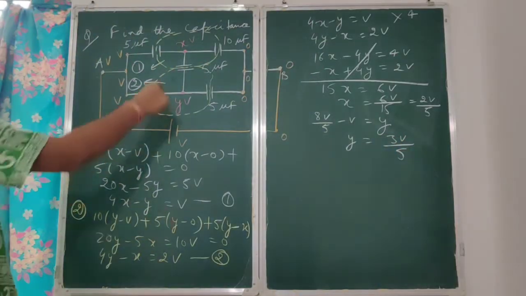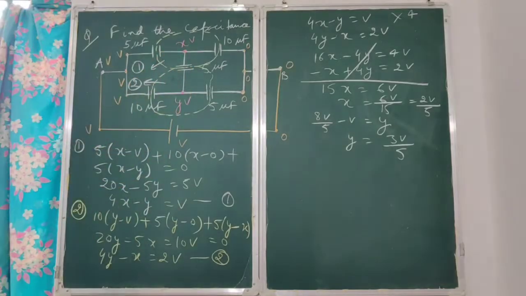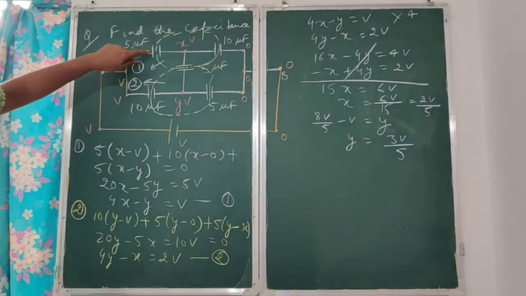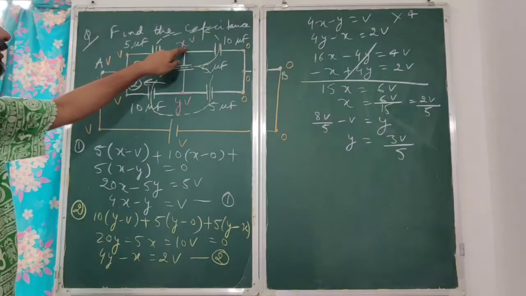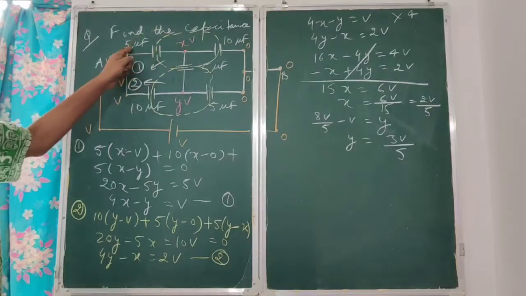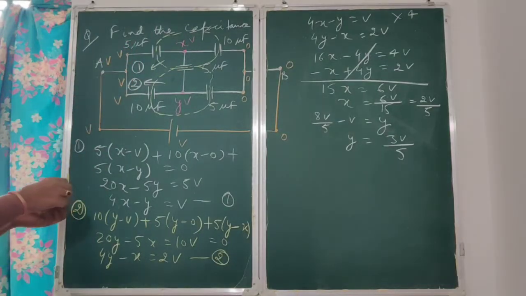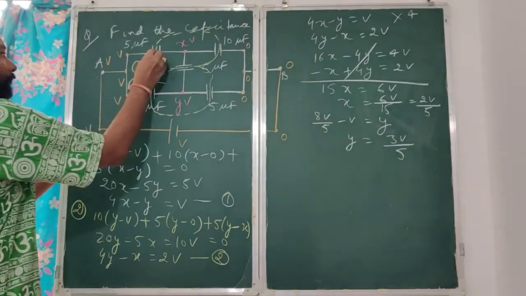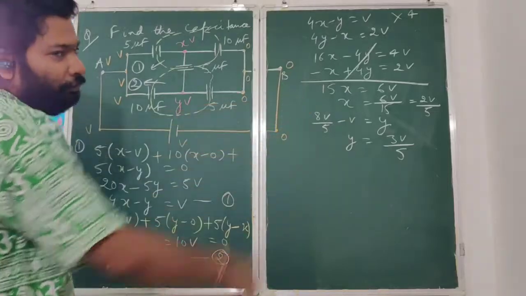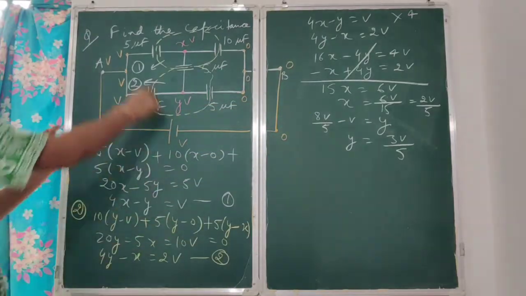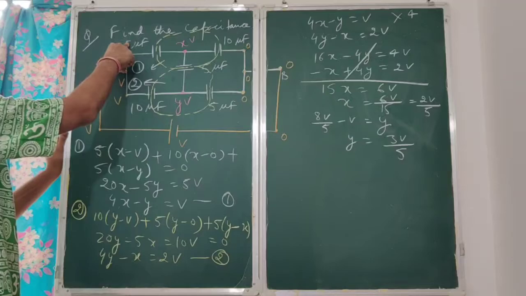So once we have determined the value of x and y, then our job becomes a little easy. How does it become easy? The next step is to determine the charge on these two plates. What will be the charge on this plate? It will be v minus x into 5. How much is that? v minus x is v minus 2v by 5, which is 3v by 5, into 5. So it will be 3v.